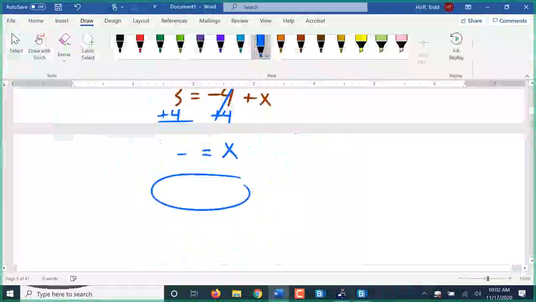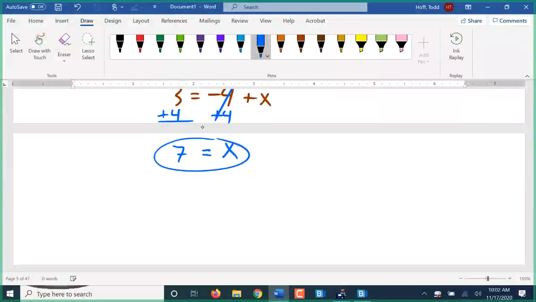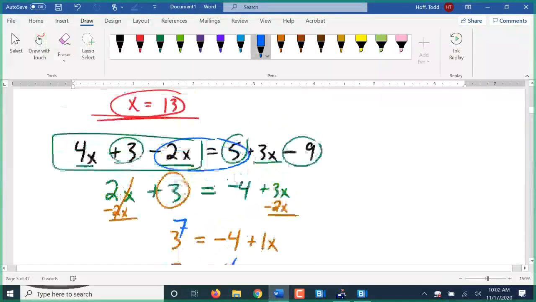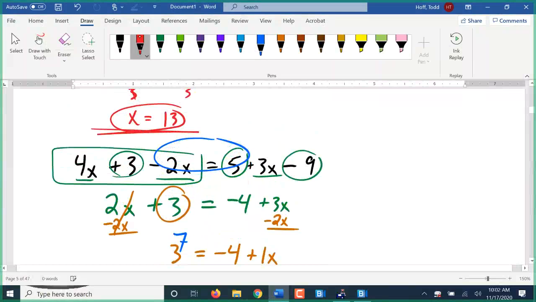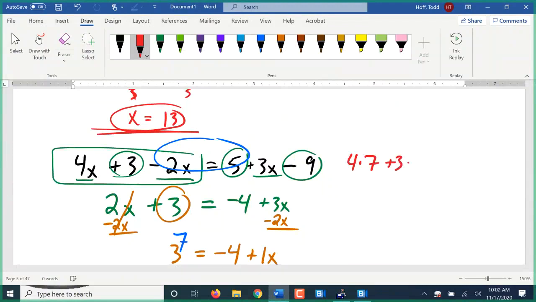So now, system's going a little nuts here on me. We should go back and check to make sure that answer works. So we'll put 7 in for x. 4x becomes 4 times 7. Plus 3 minus 2x is 2 times 7. Equals 5 plus 3x becomes 3 times 7 minus 9.